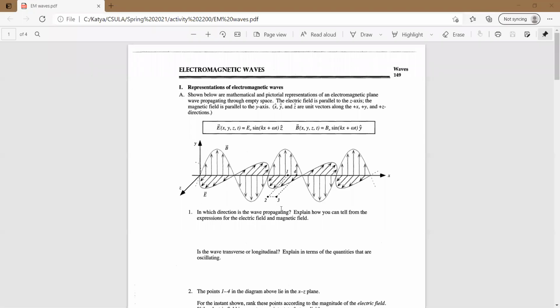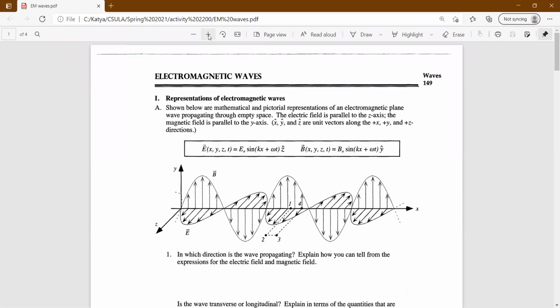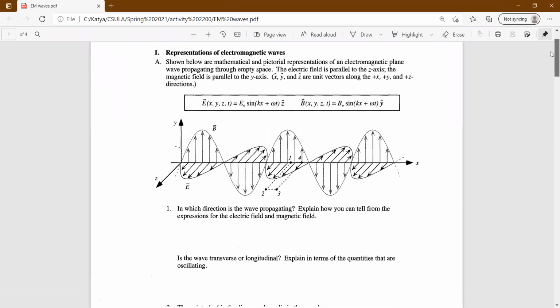Hello everyone, this is our last tutorial, electromagnetic waves. I don't want to go over every question in a tutorial, but I want to point out certain tricky questions here. So I'm going to use the PDF of the file and I'm going to just say a couple of words about every question or some interesting questions.